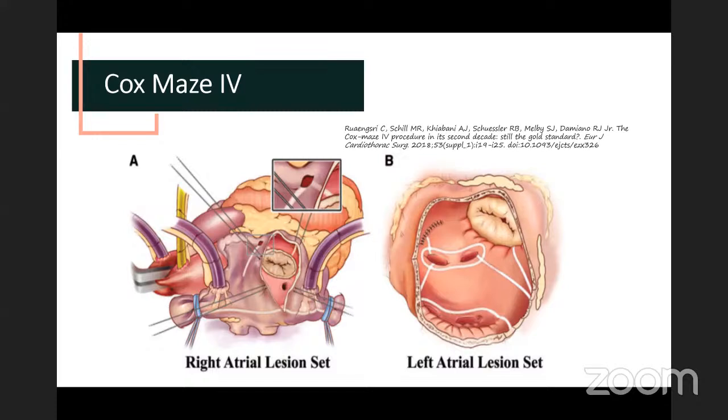The left atrial lesion set consists of, as on the right side, the atriotomy lesion, and then you connect it to the mitral valve annulus, and then form the box lesion, as you call it, to isolate the pulmonary veins. And then you close the left atrial appendage and connect the box lesion to the left atrial appendage line.